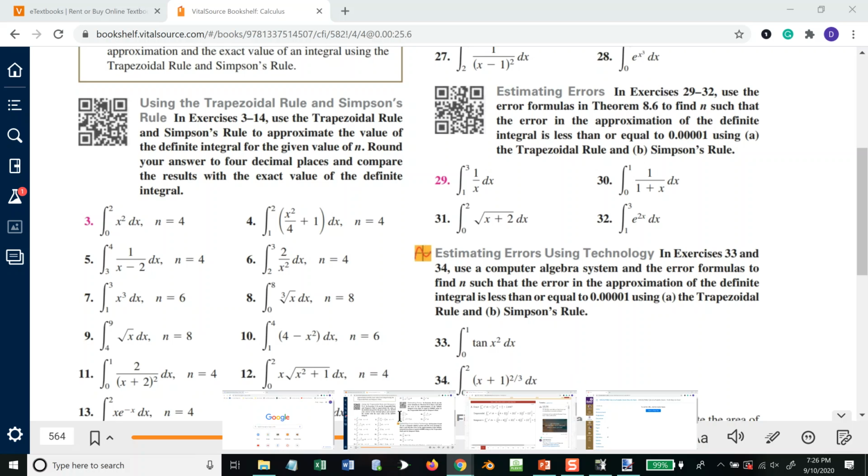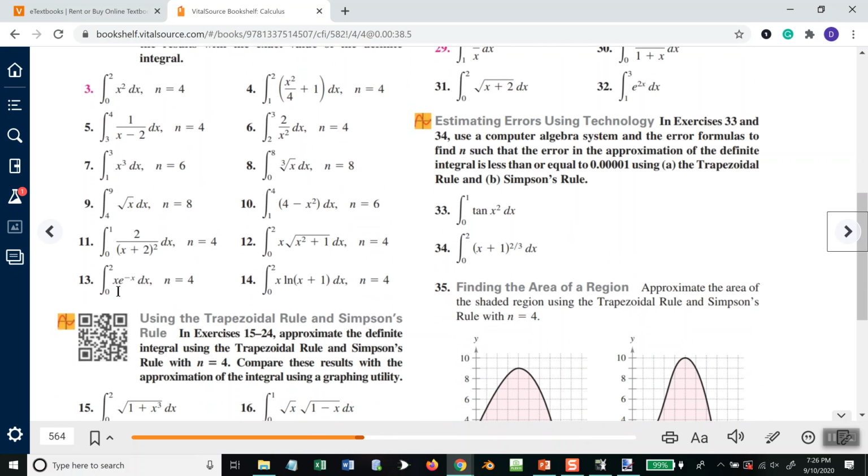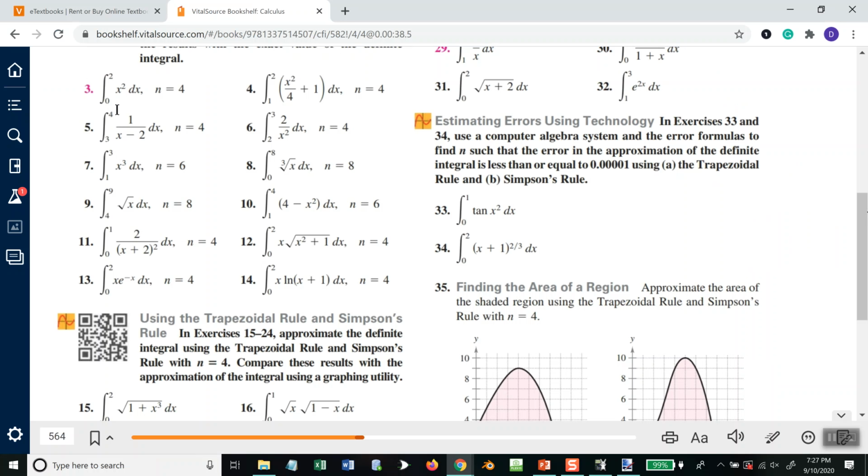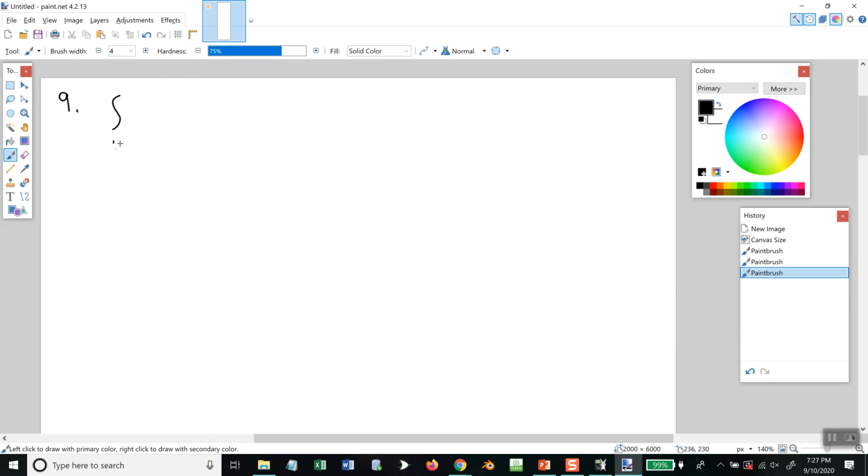Okay, so let's pick a harder one. Number 9 would be good. You might think that 11 and 13 are harder, but they both start at 0. I want to show one starting at a number other than 0. So let's look at number 9. Okay, so from 4 to 9.